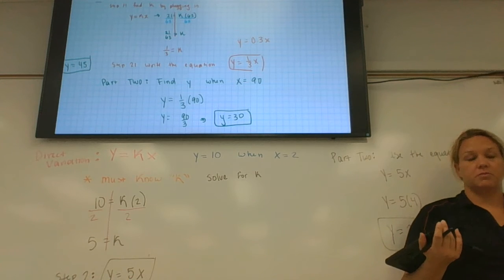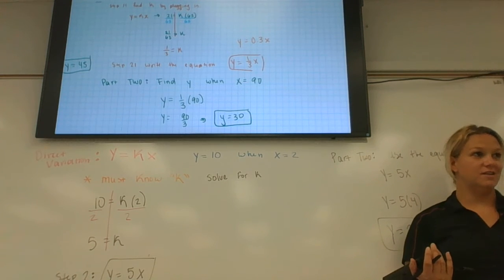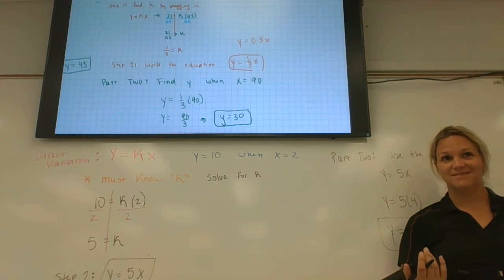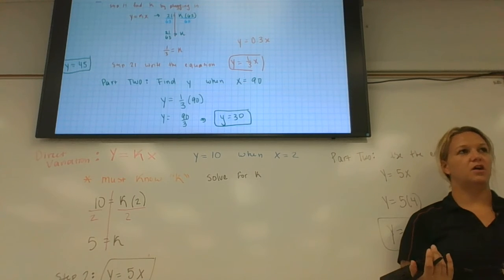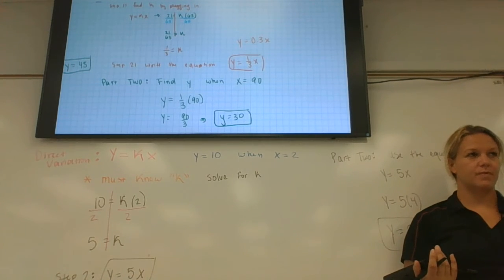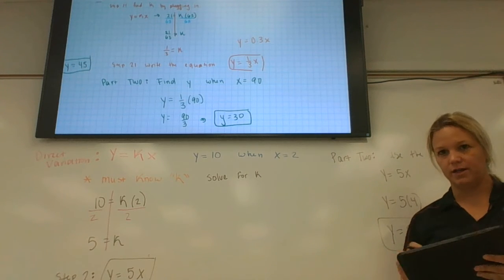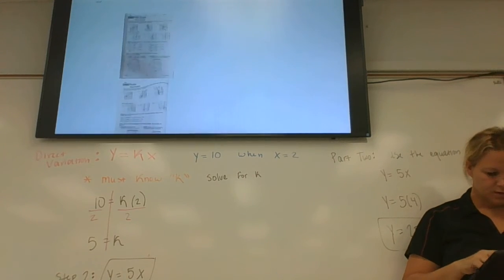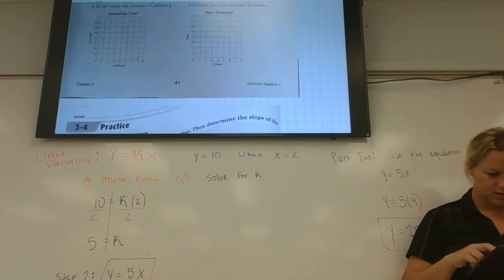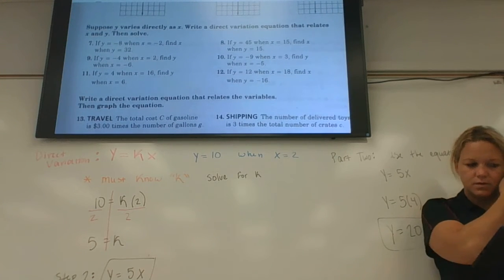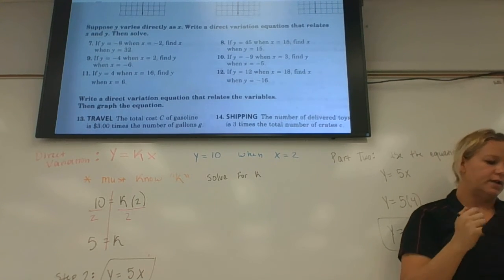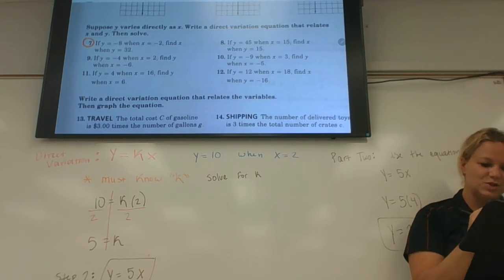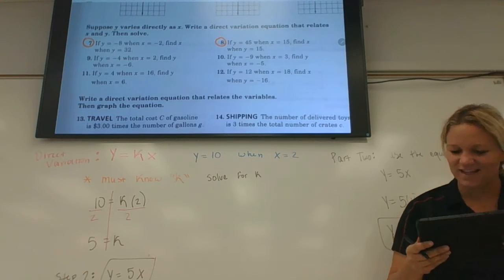Anybody think they can come up with a problem when the constant of variation would be a fraction? Think about it. Okay, open your workbooks up to page 41. We'll do 41 again. Let's just do 7 and 8 right now.